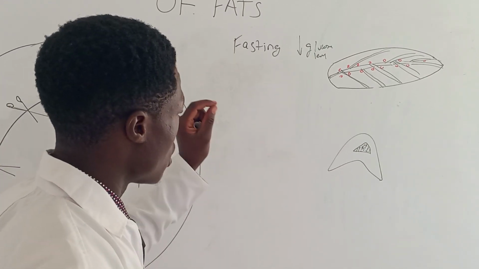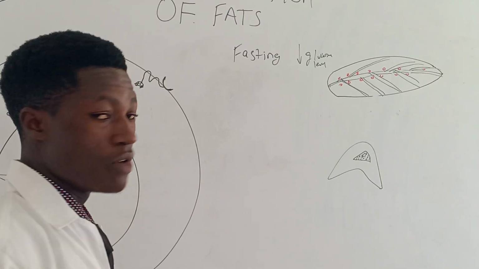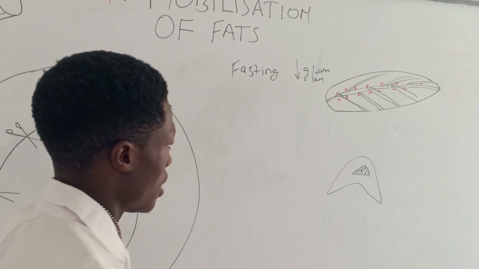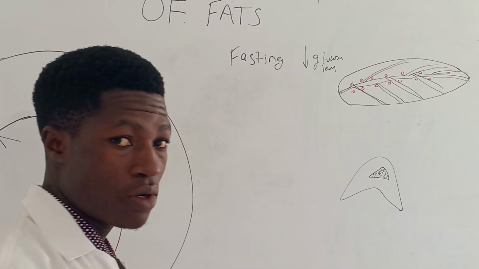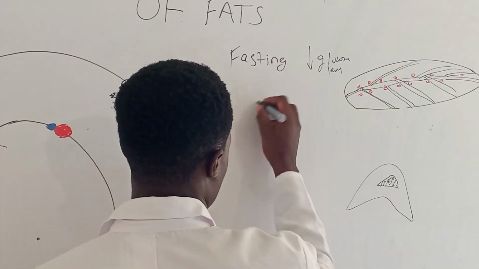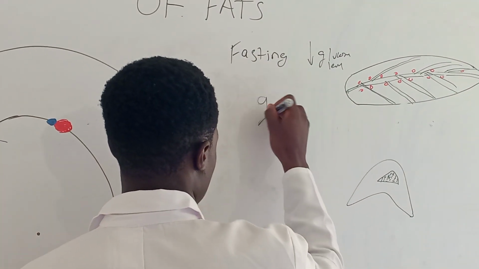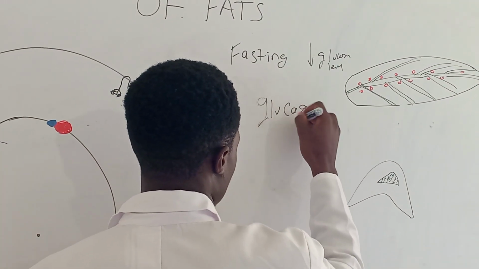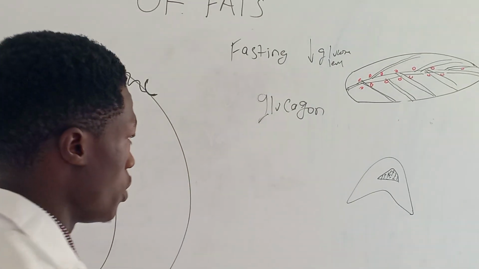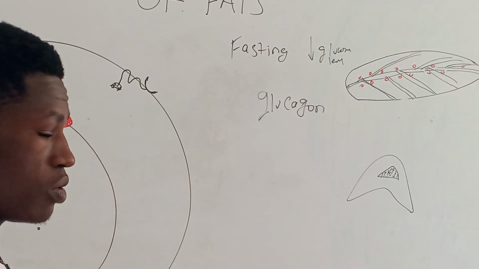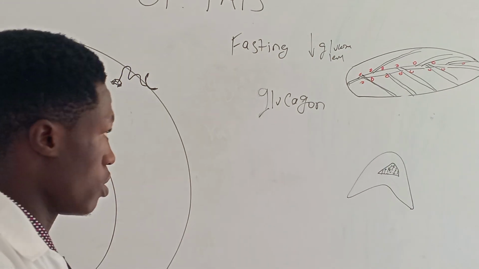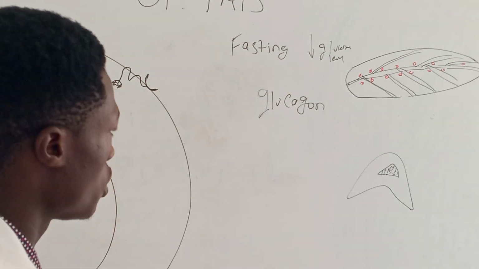Now, in this case, when there's low blood sugar level, we are going to stimulate the alpha cells. The alpha cells are going to release a molecule of glucagon. Now, glucagon is a hormone. We're going to release glucagon hormone. You know the role of glucagon hormone is always to raise the blood sugar level back to normal when there is a decrease in blood sugar level.